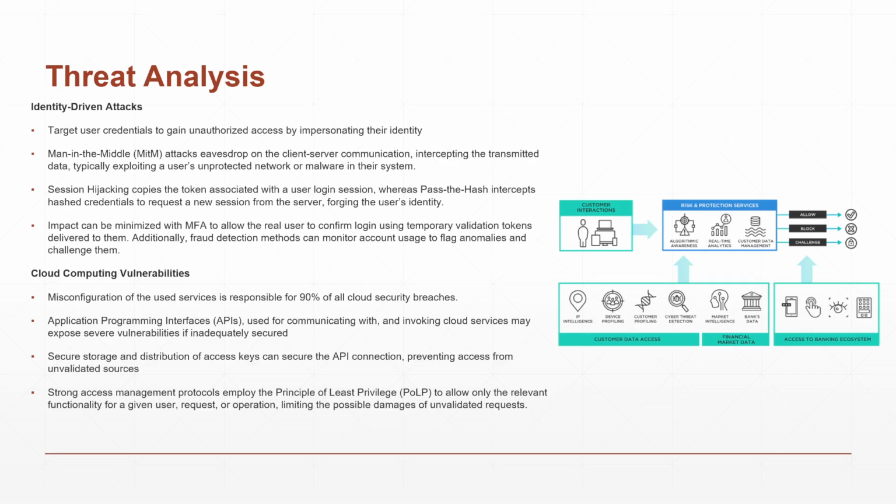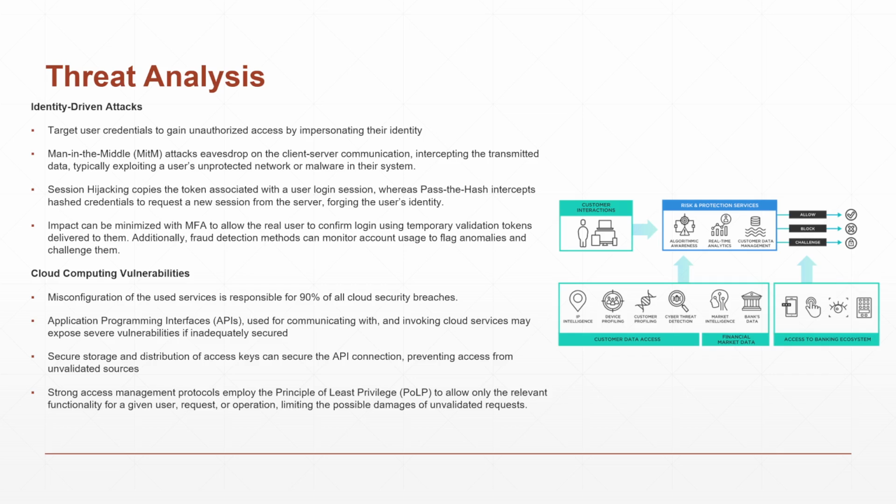So when we develop with cloud computing, misconfiguration of the used services is responsible for 90% of all cloud security breaches. So we should use strong access management protocols and employ the principle of least privilege to allow only the relevant functionality for a given user, request, or operation, which limits the possible damages stemming from unvalidated requests.